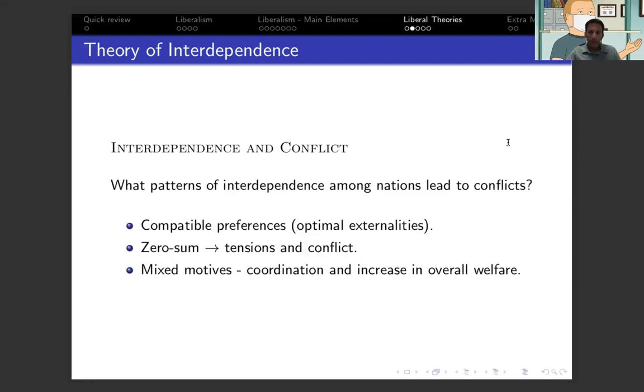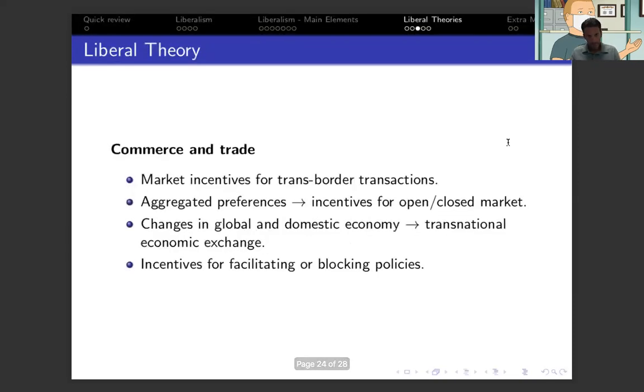I'll finish up the discussion today with another example of a variant of the liberal theory in the international context, and that's commercial theory, trade. This is a variant of the liberal theory. It's focused on market incentives that are created by opportunities for trans-border economic transaction.